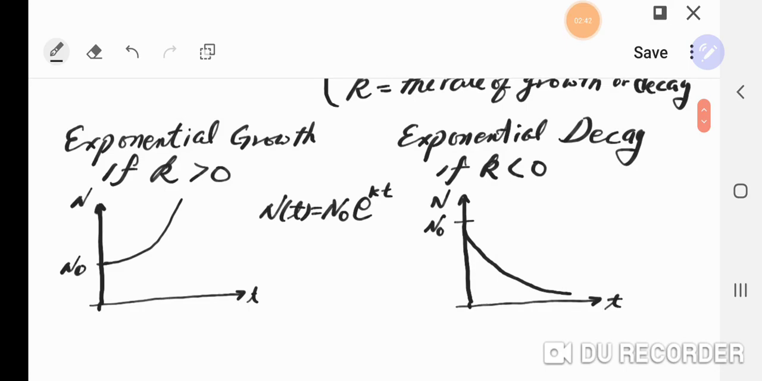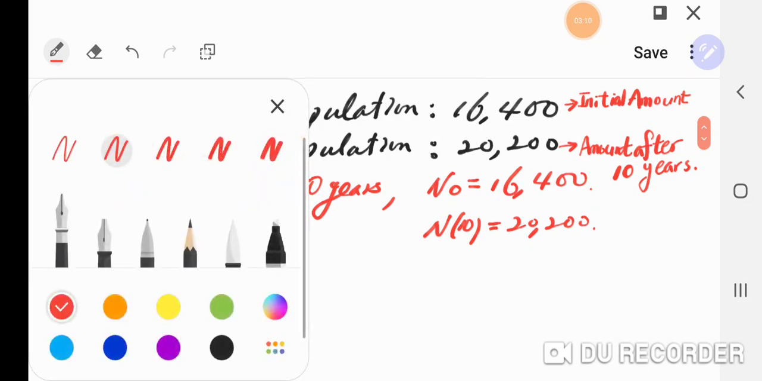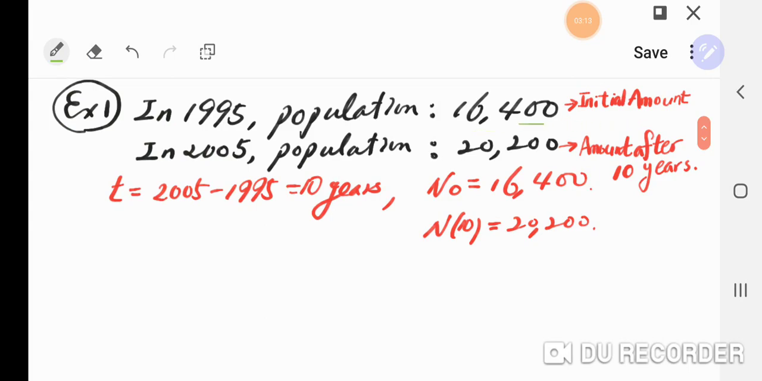Let's try an example about population. Okay, example 1. There's a city, and the population in that city in 1995 was 16,400. And after 10 years, in 2005, the population increased to 20,200 people. So 16,400 will be the initial amount of the population. In 1995, 16,400 will be the initial population, so we can use it as N0.